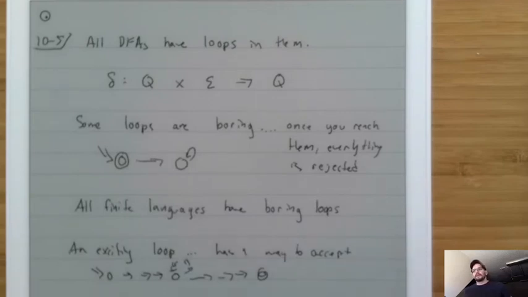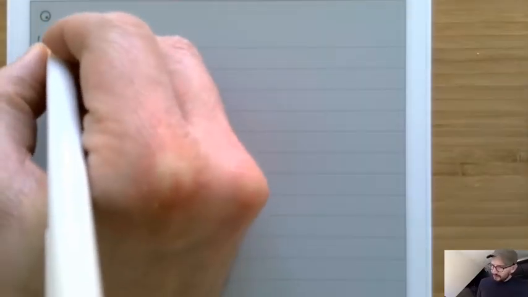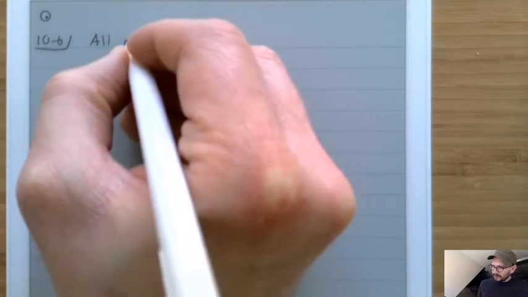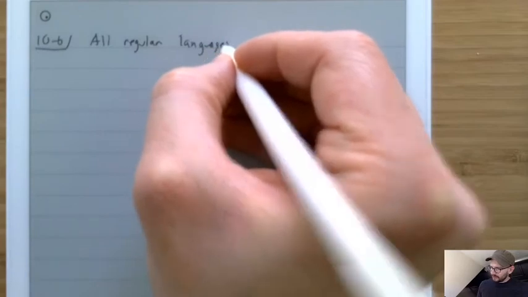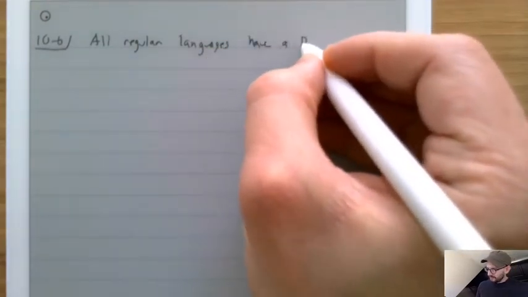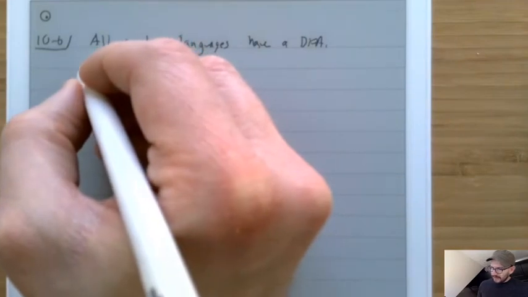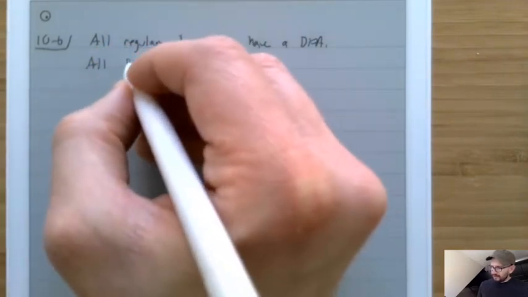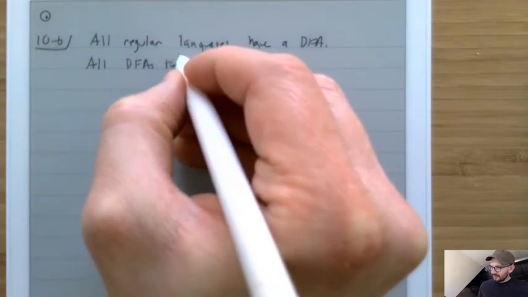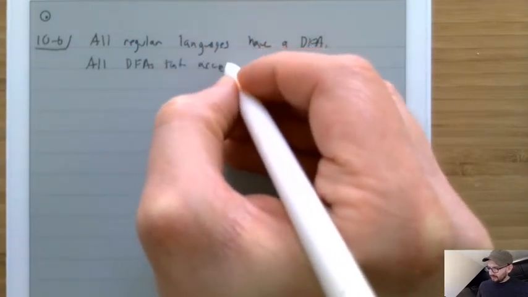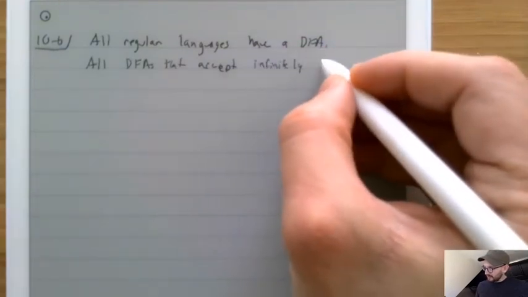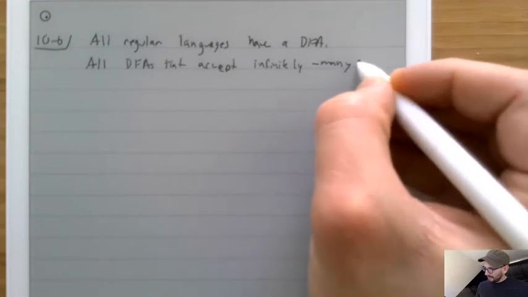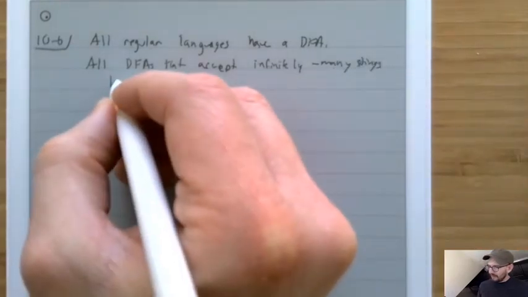Now here's the thing that's really interesting. Because all regular languages have a DFA, and all DFAs that accept infinitely many strings have exciting loops.